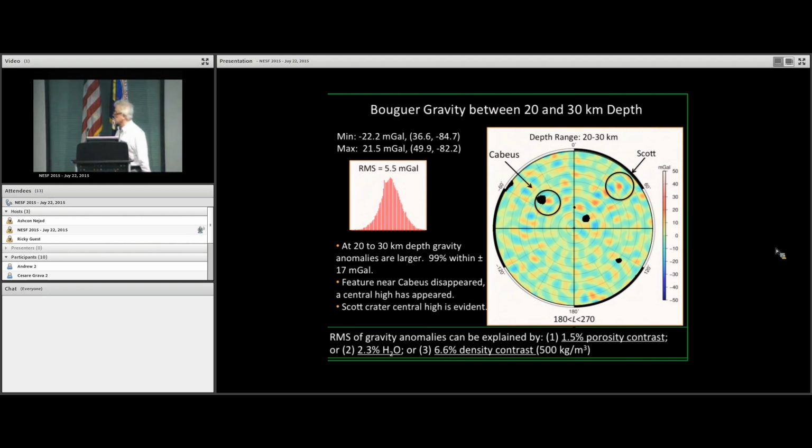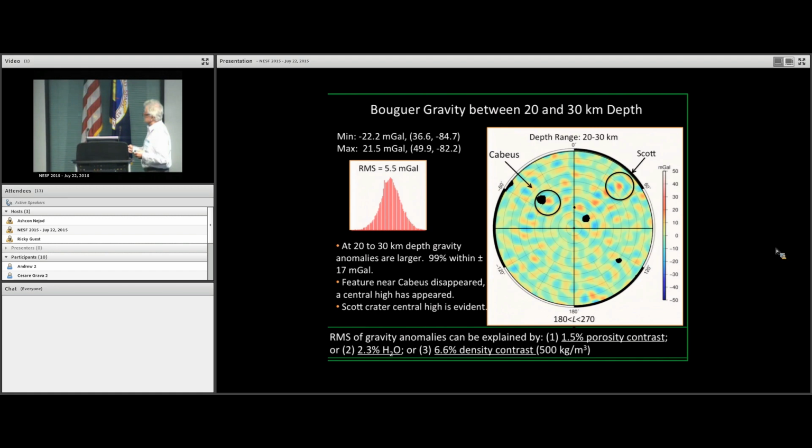Now you see a range, the RMS of 5.5 milligals. You're now at a greater depth of 20 to 30 kilometers. And if you wanted to explain all these little lumps and bumps around here, all you need is about 1.5% in porosity, which is a very simple explanation, actually, of what you see, and 2.3% in water, for example. Okay, again, in my opinion, not very much. But what this is showing between here and the previous one is that you didn't see many of these features in the higher 10 kilometers. It shows, I think, that the first 10 or 15 kilometers or more is completely pounded over and homogenized as a result of impacts and so on.